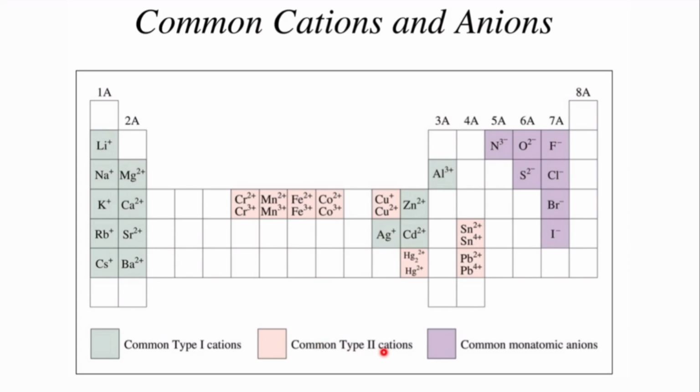Then we have type 2 cations that have more than one type of positive charge. Among them we have tin, lead, mercury, copper, cobalt, iron, and then we also have chromium and manganese. These actually have more than two types of oxidation states, but these are just examples. Then we have other transition metals that are not shown here. And finally, we have monatomic anions, which are the nonmetals that bond with these metals, and they have negative charges.